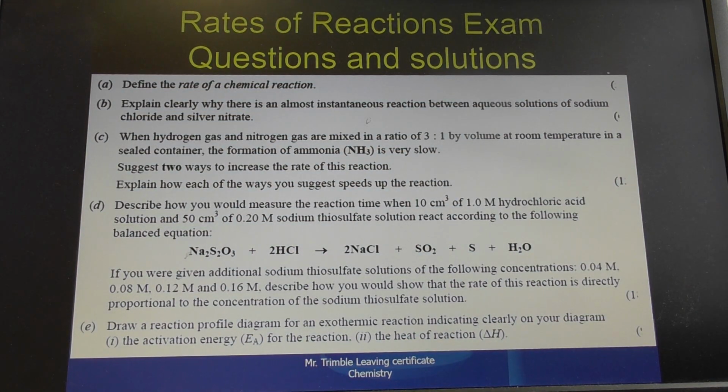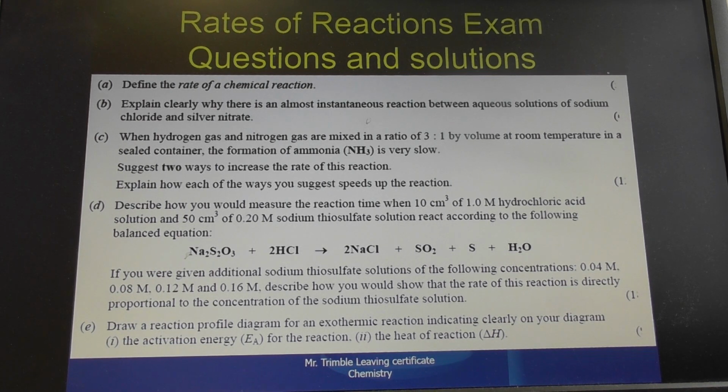I'll breeze through this one relatively quickly. Define the rate of a chemical reaction. So we've done that already. Explain clearly why there is almost an instantaneous reaction between aqueous solutions of sodium chloride and silver nitrate, and you talk about there the fact that they are ionic compounds. Again, you see there's a bit of repetition there. Just remember the ionic compounds are free in solution. The bonds are already broken. All they need is the ions to collide. So it's a relatively straightforward idea.